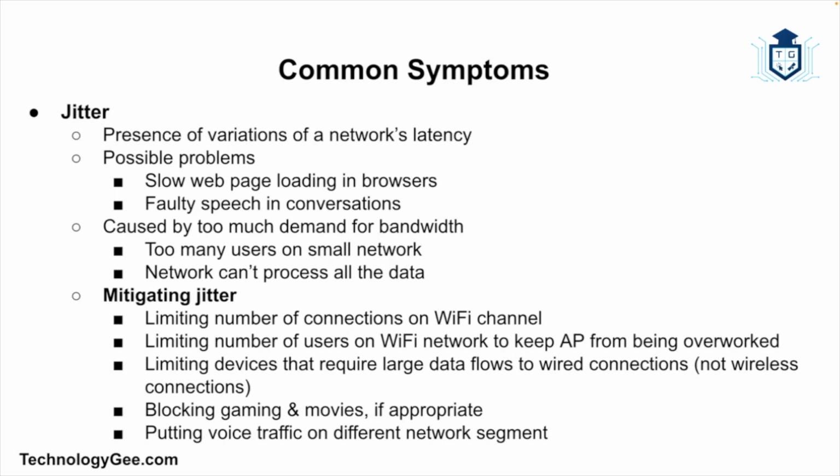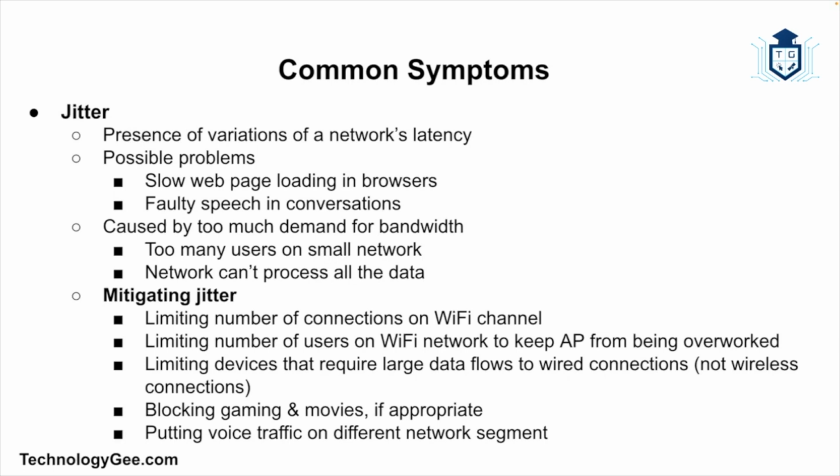Also, jitter is caused by too much demand for bandwidth, and this can be caused by too many users on a small network, such as in a crowded coffee shop or event space with many devices accessing the network, or by even a few people demanding too much data, such as an uncrowded coffee shop, but all the patrons are trying to stream videos. Either way, the network cannot process all the data.